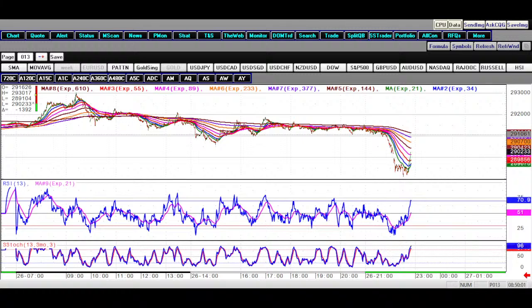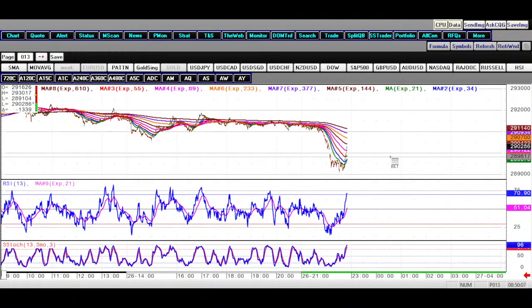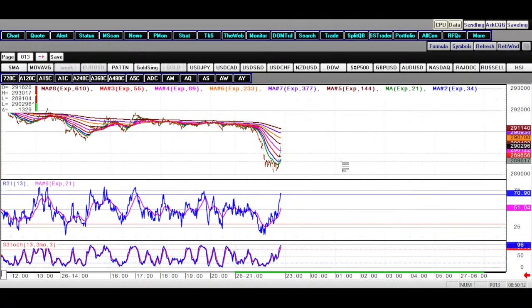Okay, so the gold right now is moving back to 2908, sorry, 2903. So we'll try to sell at 2906 and put a stop at 29.